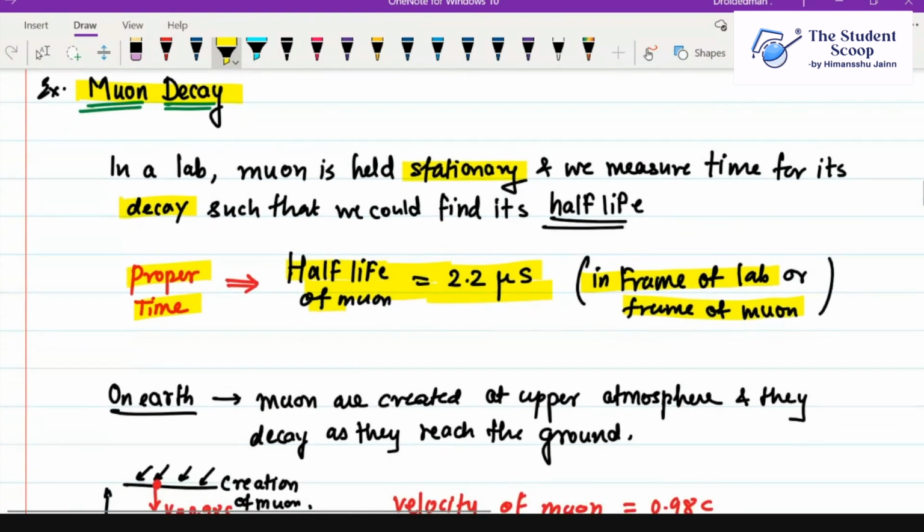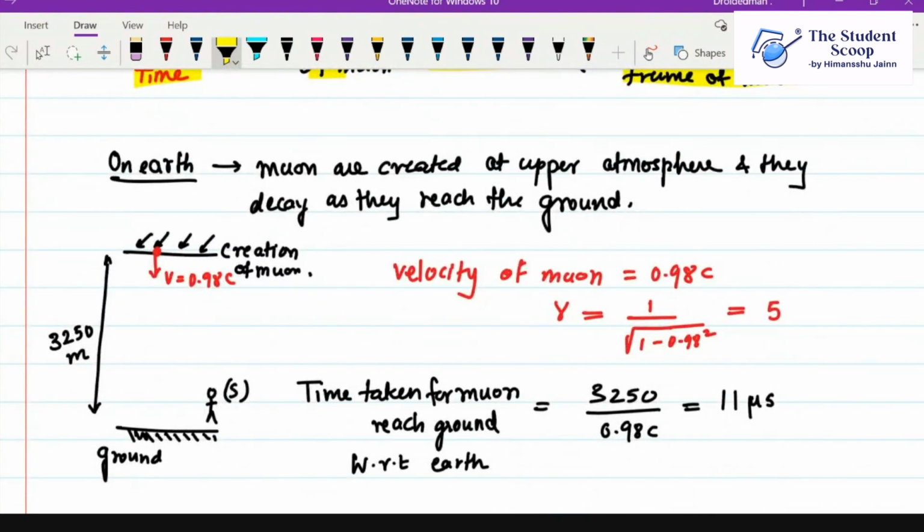Then on Earth, the muons are created in the upper atmosphere due to cosmic rays, and they decay as they reach the ground. Imagine the muons are coming down at the speed of 0.98 c, and the point where they are created is 3250 meters up. Now, the velocity of the muon is 0.98 c, and for that, the gamma factor turns out to be 5.